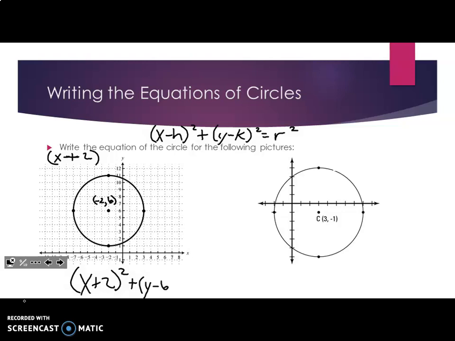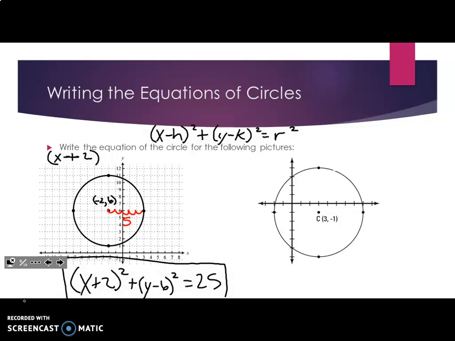Then I have a y minus 6 squared, because that's a positive 6, so y minus 6. Change my sign if I'm thinking about it that way. That's a positive 6, it becomes a negative 6. And then that equals my radius. So I'm going to have to figure out what my radius is. 1, 2, 3, 4, 5. Radius of 5, so that would be 5 squared, which would give me 25. So there's the equation for that circle.